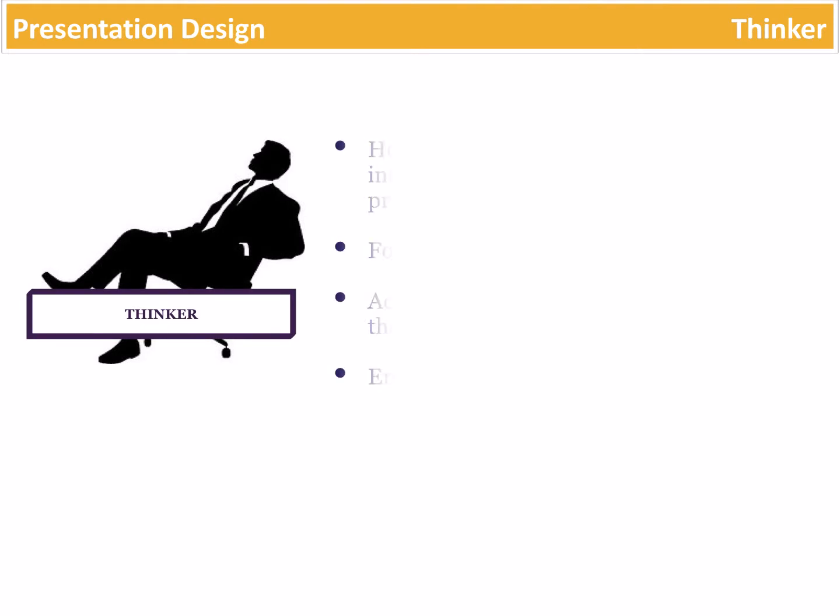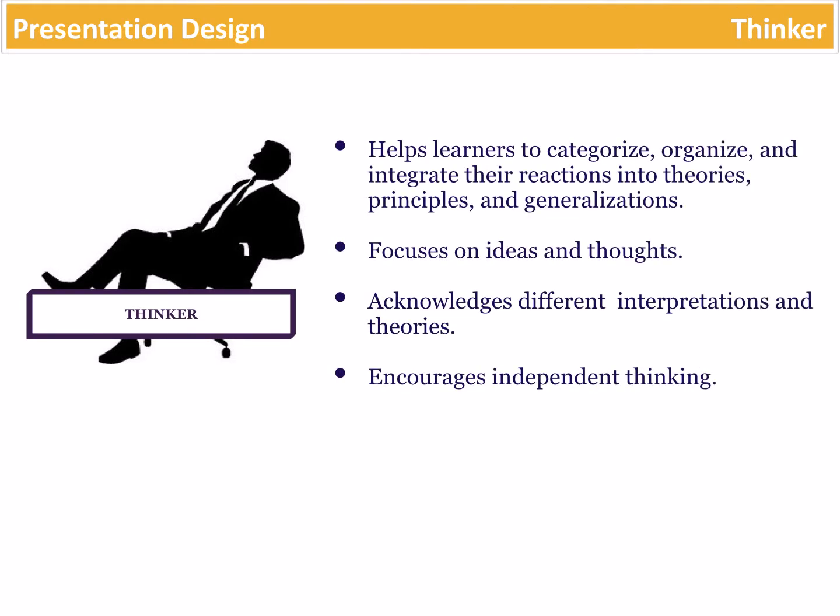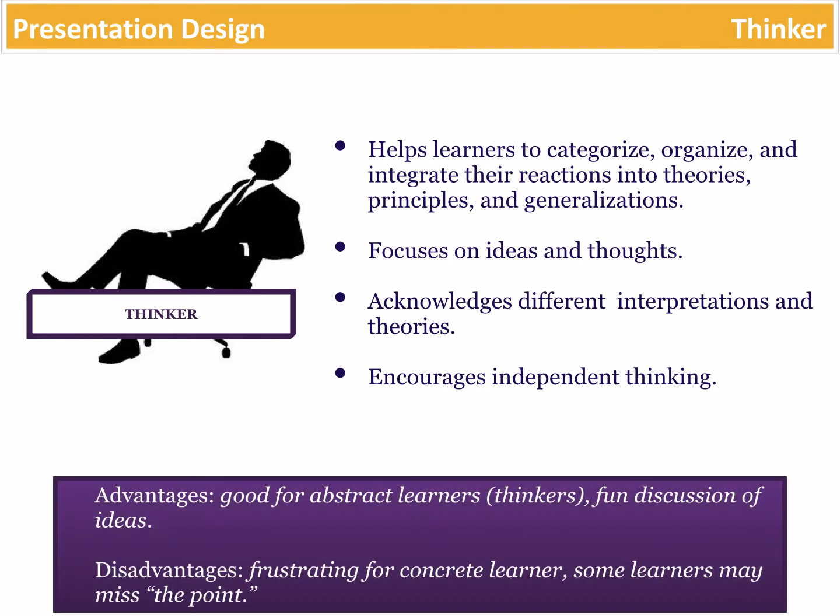The next training style is the thinker. This person helps learners to categorize, organize, and integrate their reactions into theories, principles, and generalizations. The thinker also focuses on ideas and thoughts. Retrospective, does a lot of philosophical, theoretical discussion, and acknowledges different interpretations and theories as possible, not necessarily the black and white, but more open to different ideas and interpretations. The thinker training style also encourages independent thinking. Some of the advantages are that this is good for abstract learners and thinkers, who explore and think about different ideas. It's also fun for a discussion of ideas.